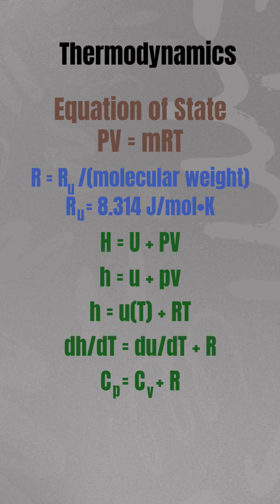So dh by dT is the specific heat capacity at constant pressure, and du by dT is the specific heat capacity at constant volume. In this way, Cp equals Cv plus R, or we can derive Cp minus Cv equals R. Also, the ratio between Cp and Cv, that is Cp by Cv, equals gamma. From this derivation, we can say that enthalpy is a function of temperature only.